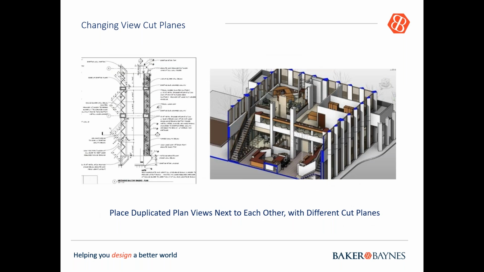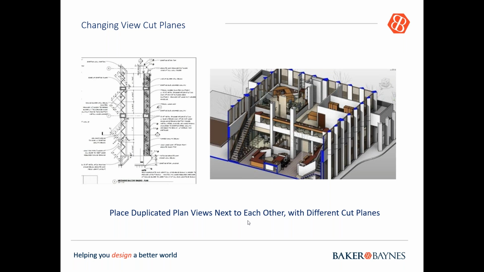The next one that we're going to look at is changing the view cut planes. With this option, Revit allows you to duplicate any view and then modify each view as necessary. Now you can see that we are looking at a 3D view and we're looking at it in 2D.